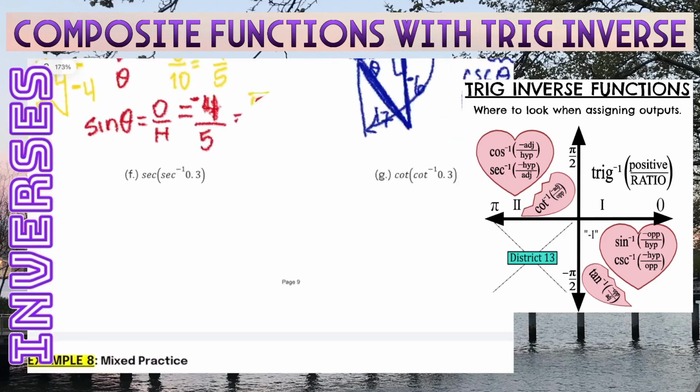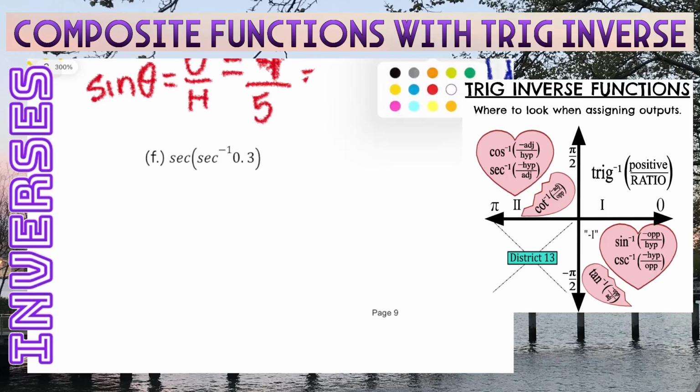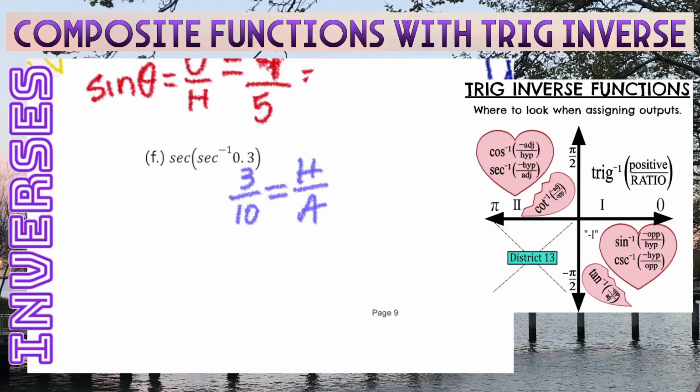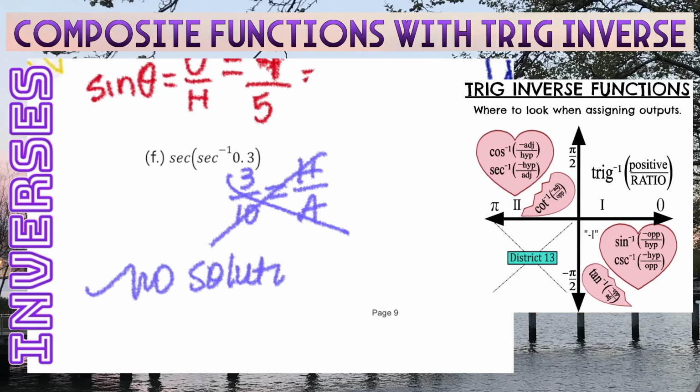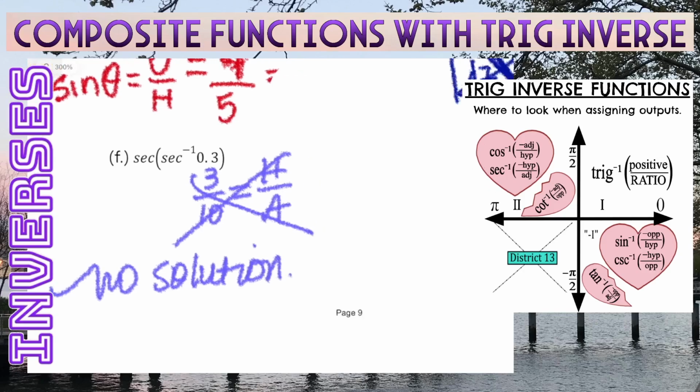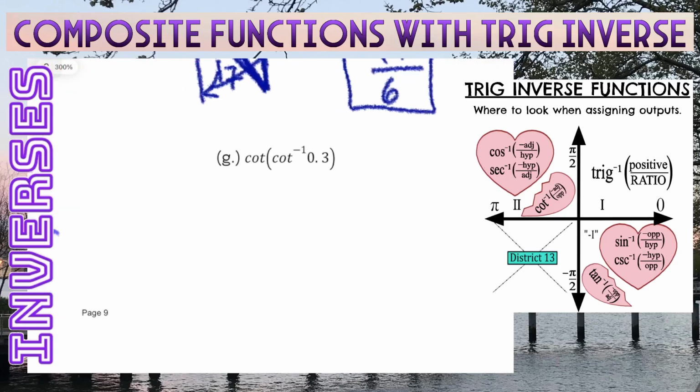All right, 2 more examples in this set. Next up, we have secant 0.3. So 0.3, which is 3 over 10, is going to be my ratio. And that would be hypotenuse over adjacent, since secant is the reciprocal of cosine. And since that makes no sense, we can just say no solution.